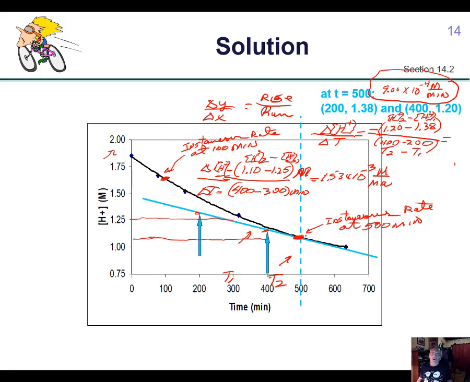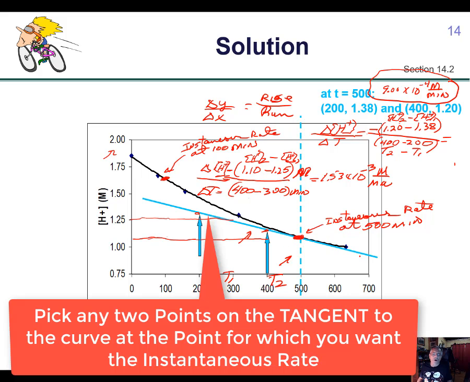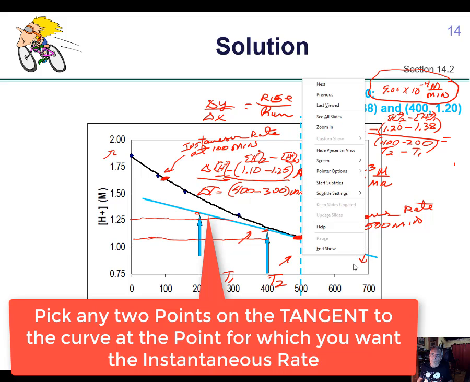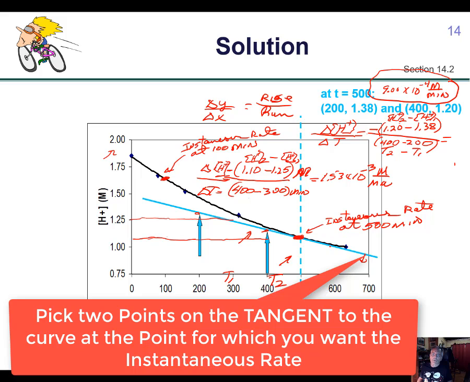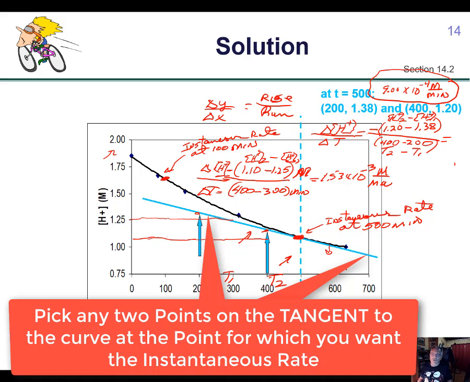When I do the second calculation, remember, this is the point I'm interested in, 500 minutes. I can pick any 2 points on the curve. You can experiment with this. I could pick this point. I could pick this point. Anywhere along this curve, the slope is going to be the same, rise over run, and that's at the tangent to the curve at 500 minutes.